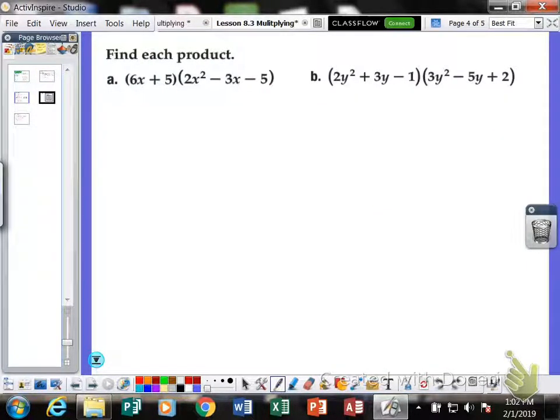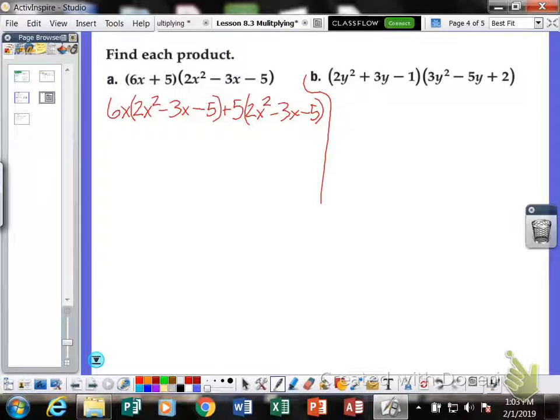Alright, let's take a look at our last 2 problems here. For our first one, we have 6x plus 5 times the quantity of 2x squared minus 3x minus 5. So we're going to use the distributive property here. I take my 6x and multiply it by the second quantity, 2x squared minus 3x minus 5, plus 5 times the quantity of 2x squared minus 3x minus 5.